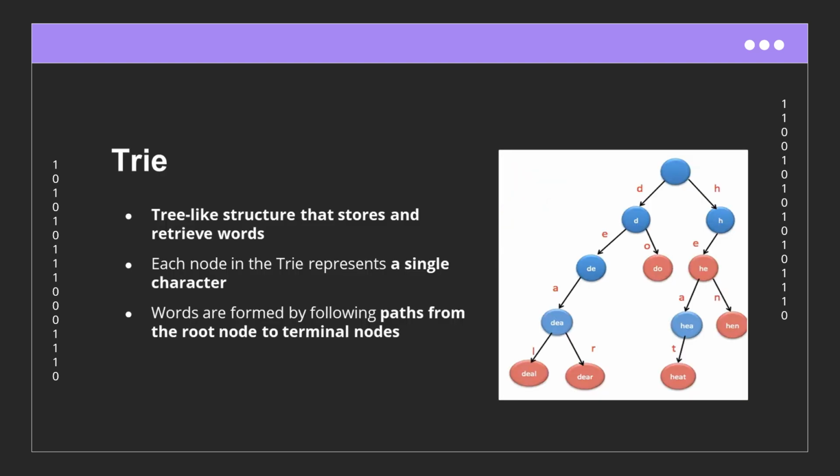A trie is a tree-like structure that stores and retrieves words. Each node in the trie represents a single character, and words are formed by following paths from the root node to the terminal node.